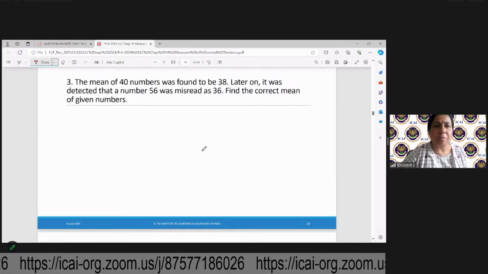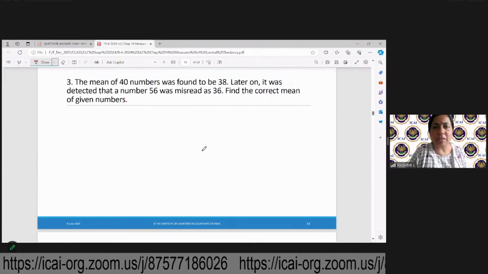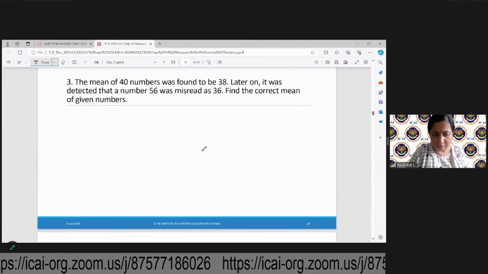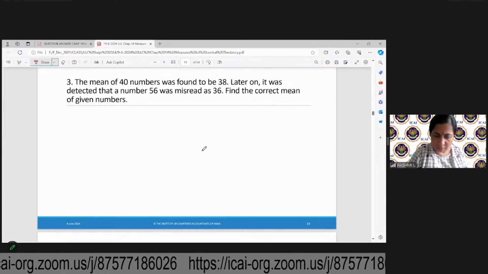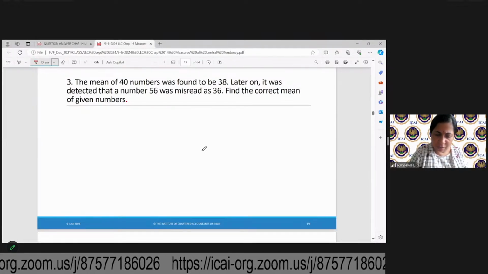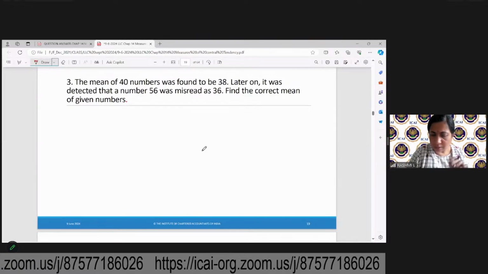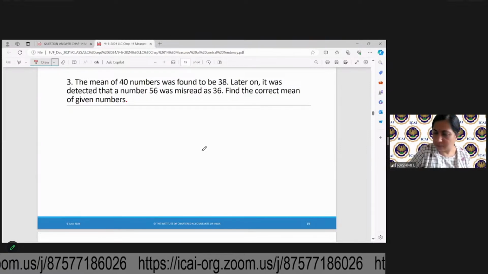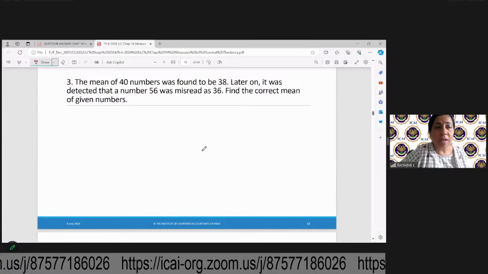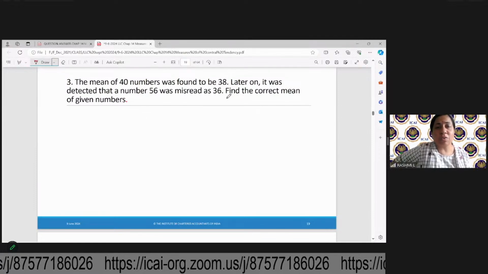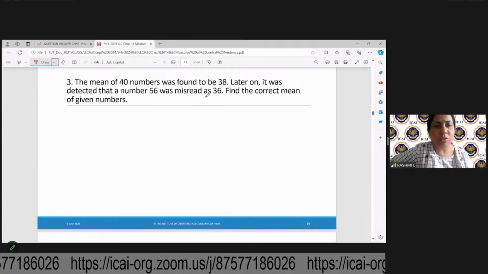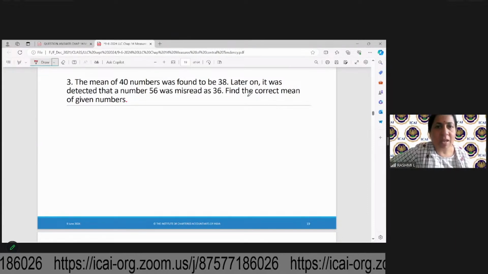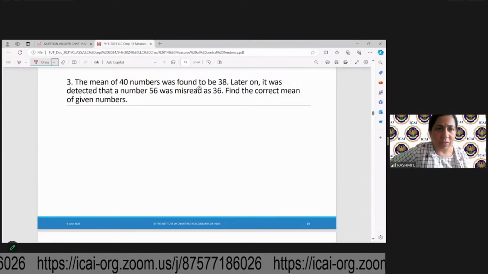Now let us take the mean of 40 numbers was found to be 38. Later on, it was detected that the number 56 was misread as 36. Find the correct mean. Okay.